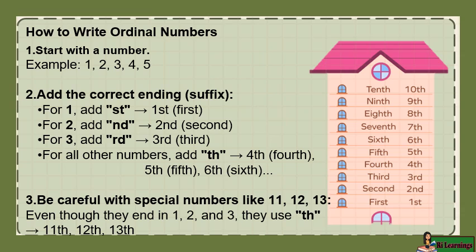How to write ordinal numbers. Steps to write ordinal numbers. Start with a number. Example: 1, 2, 3, 4, 5. Add the correct ending, suffix. For 1, add st, first. For 2, add nd, second. For 3, add rd, third. For all other numbers, add th, fourth, fifth, sixth.